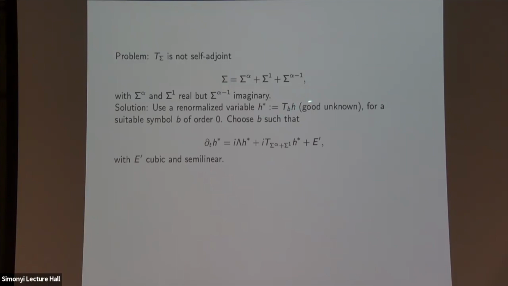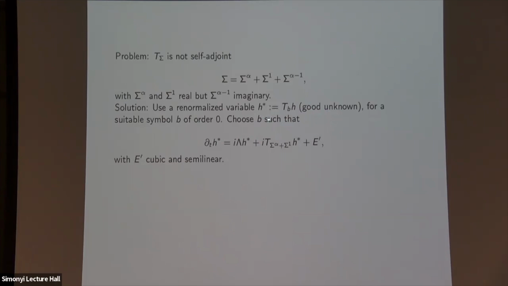So we're going to change variables in the spirit of the good unknown of Alinhac, and instead of looking at H, we look at some H star, which is some reparametrization of H. Gancedo and Cordova did something similar or something very closely related using a different reparametrization, not involving pseudo-differential operators, but it's almost equivalent, or at least it's equivalent to a higher order.